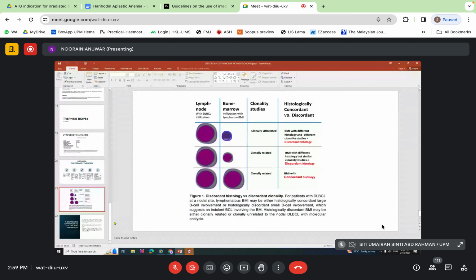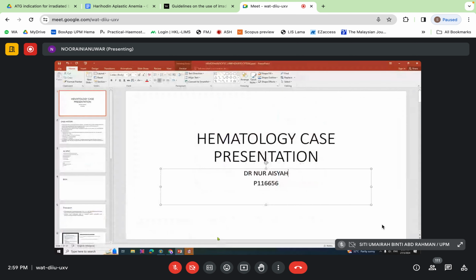Maybe the UKN team can consider it. Once you get the result, you can do a very nice case report to add to the literature on the number of these discordant lymphomas found. Okay, if there is no further comment from the participants, maybe we can proceed to the second case.